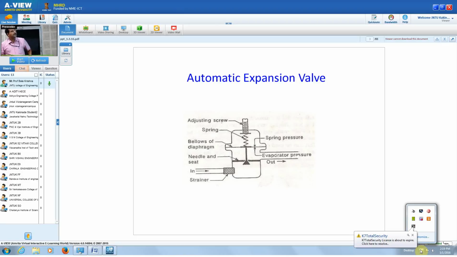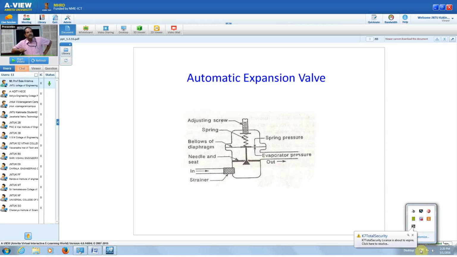Then the automatic expansion valve is also the same. This figure is shown again with the same detailing. This is the adjusting screw. It is the spring, whatever you have seen in the previous diagram. Then this is the bellows or diaphragm. Then this is the valve seat. And then the refrigerant is in here. Then the strainer: its function is that dust particles are filtered here. Then it will enter here.